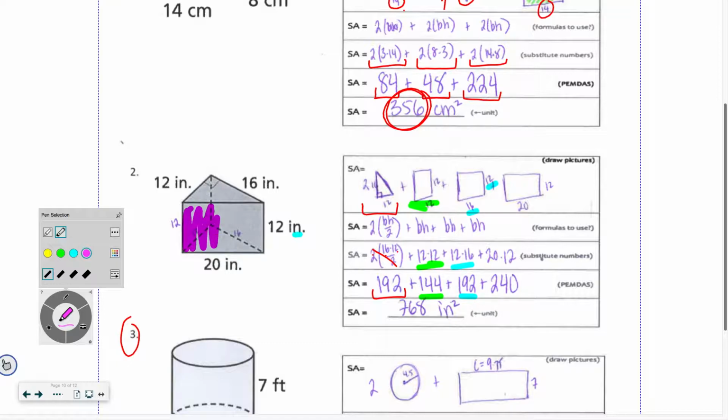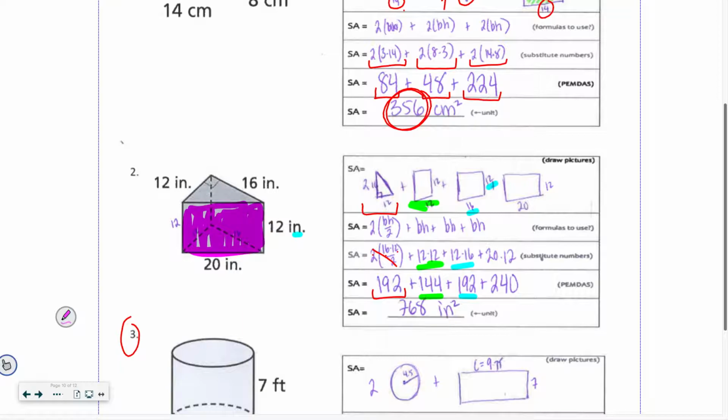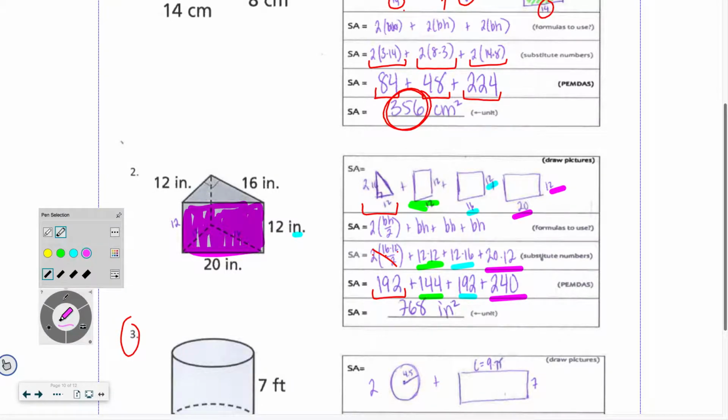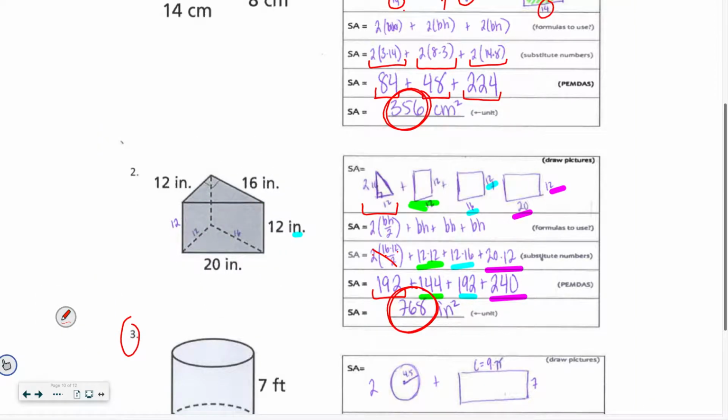And the one that we haven't done yet is maybe again the largest one. That's going to be here, this front facing rectangle. So that is 12 by 20. 12 and 20 together make 240. Add up all 4 of those numbers, you should get 768 inches squared, and that is the entire surface area of that triangular prism. Remember, 2 triangles and then 3 rectangles. We put them all separately here because they are 3 different rectangles. They're not exactly the same dimensions.